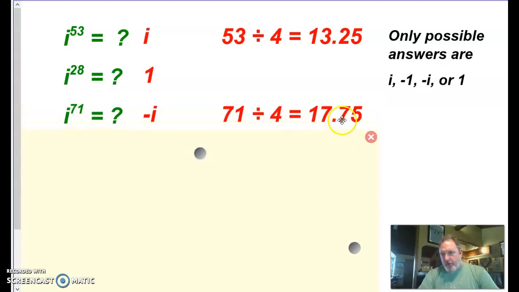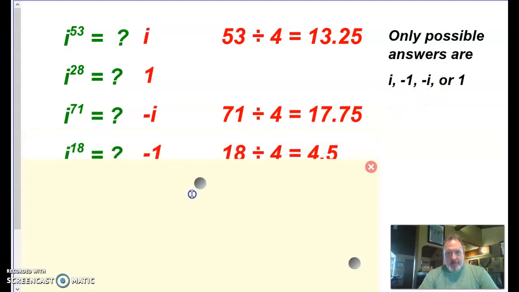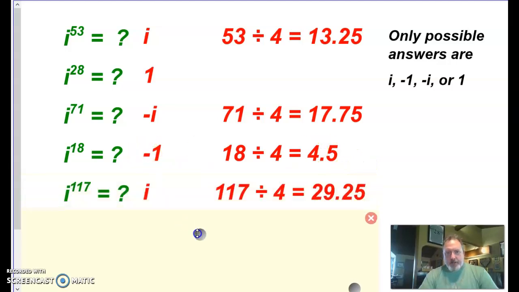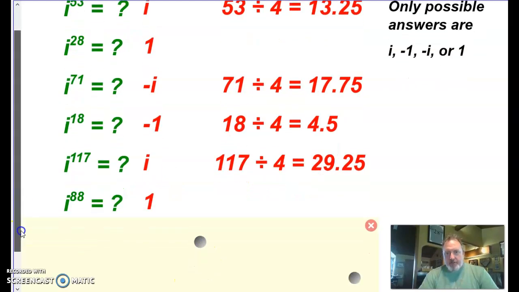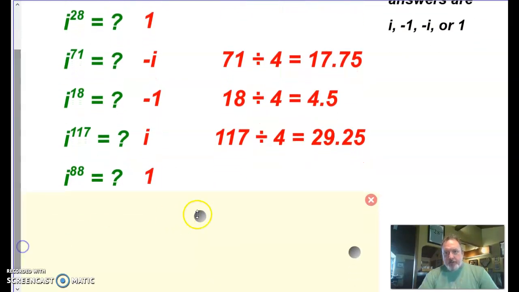71 divided by 4, 0.75, that's the same as i to the cubed, or -i. Here we get a remainder of 2, 0.5, that's a remainder of 2, so -1. 117, again, a remainder of 0.25, so just like this one, anytime you get 0.25, your answer is i. Here again, we've got one that divides evenly by 4, so that's going to equal 1. And that was our last one here on this slide.